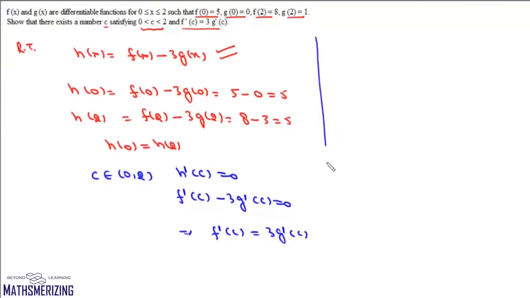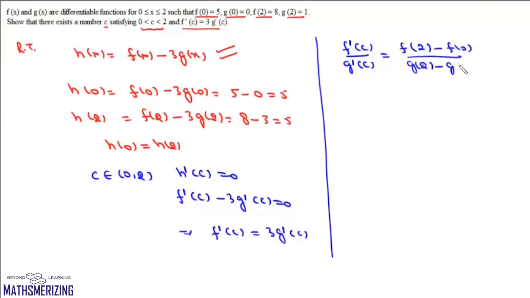Now if we solve the same question using Cauchy's mean value theorem, we can write f'(c) upon g'(c) will be equal to (f(2) minus f(0)) upon (g(2) minus g(0)) for c lying in the interval (0, 2). So we'll write f'(c) upon g'(c) will be equal to f(2) minus f(0). Now f(2) minus f(0) will be 8 minus 5, 3, upon g(2) minus g(0), which is 1.